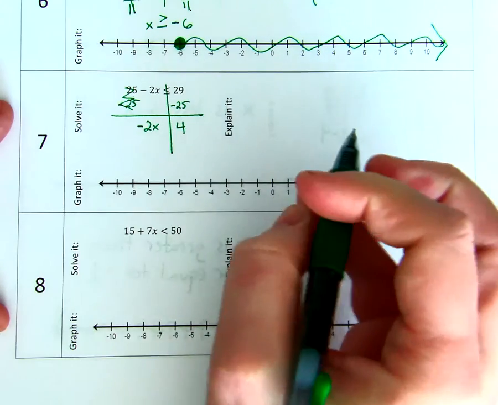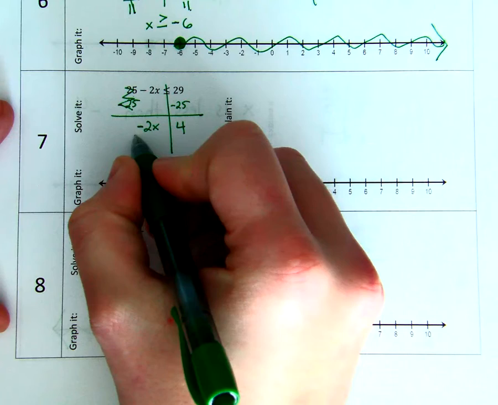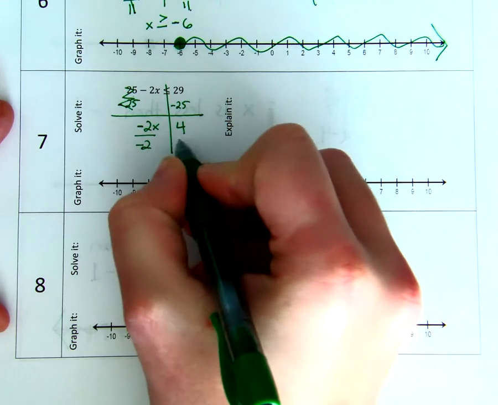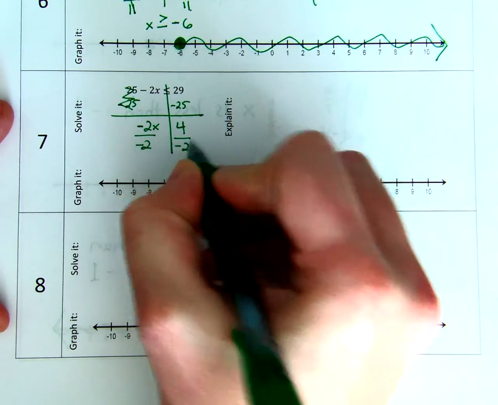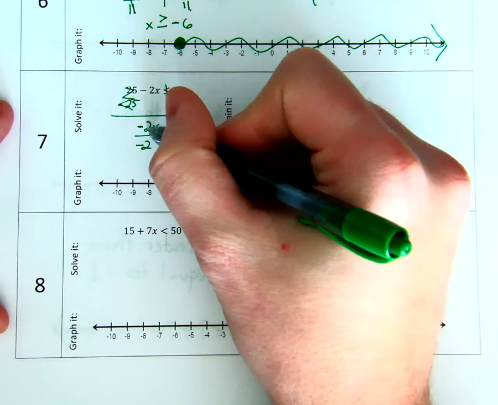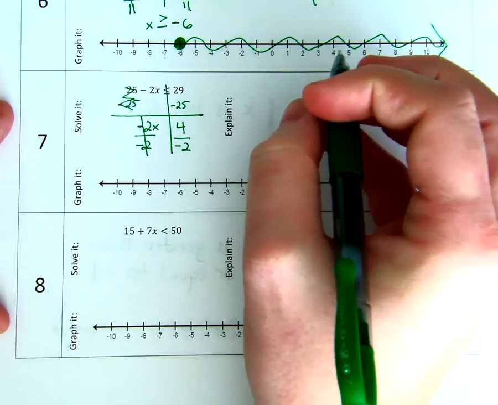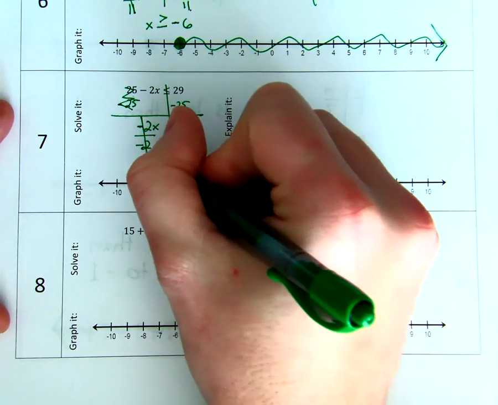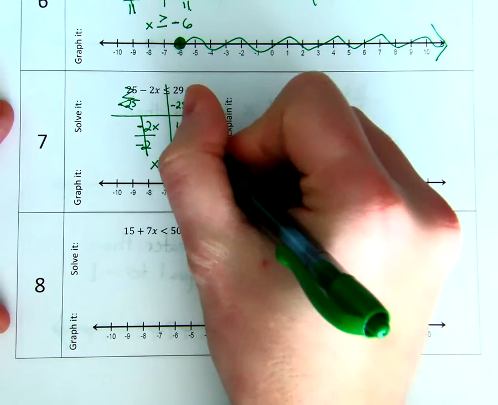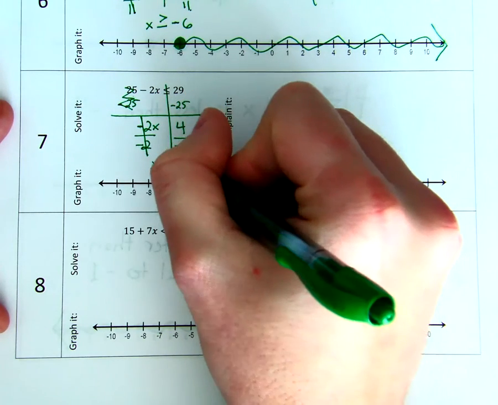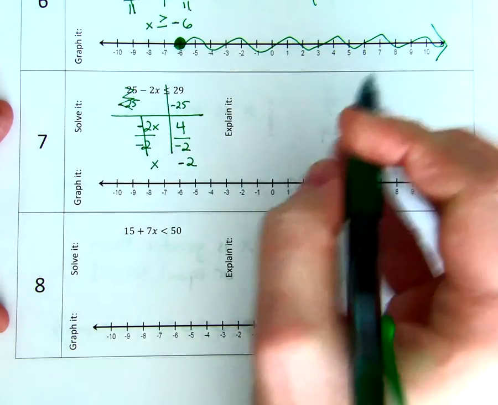The negative 2 is connected to the x by multiplication. We undo that with division. So we're going to divide by negative 2. Because remember, the negative is connected to the 2. They stay together. The negative 2's cancel out on the left. All we're left with is an x. 4 divided by negative 2 is negative 2.